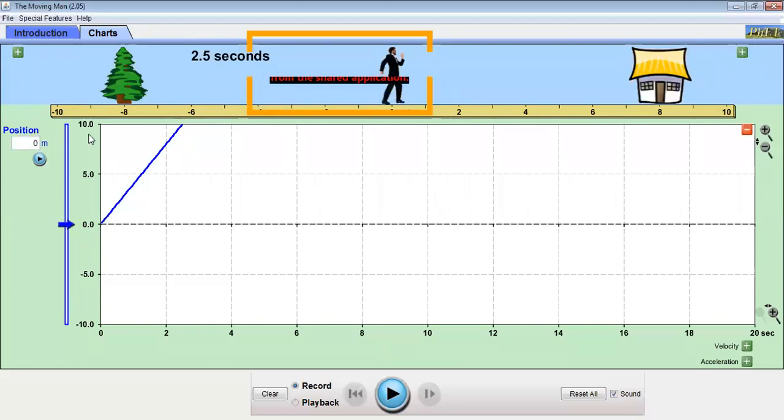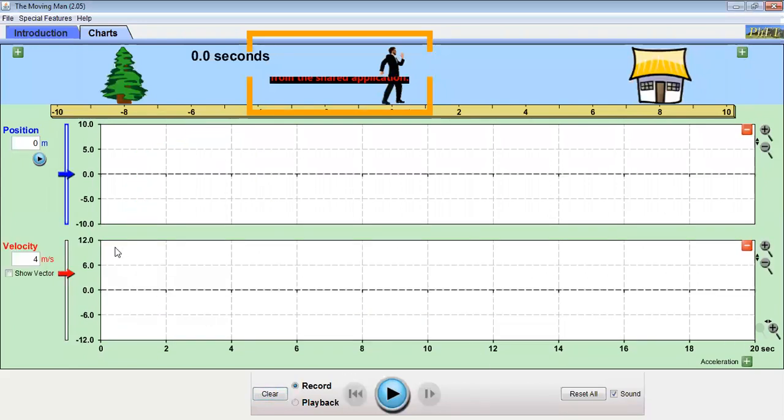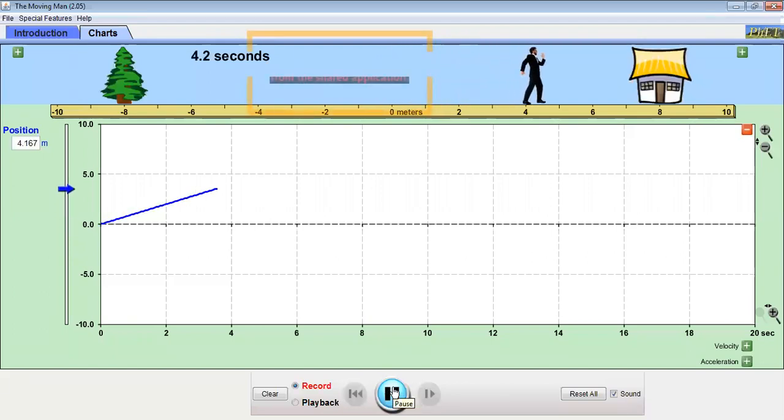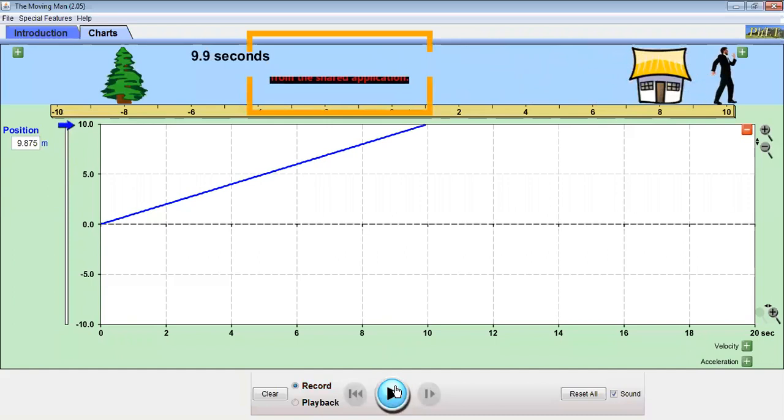Now again, the object is at the initial position. I clear it. And now the object is moving with a velocity of 1 meter per second. Now see how it looks. So this is how we get the line. The object is moving with a velocity of 1 meter per second. So he's moving, and he stops there. Clear?